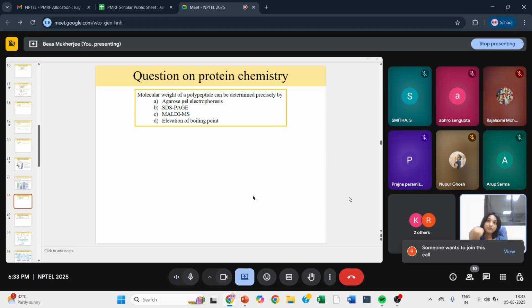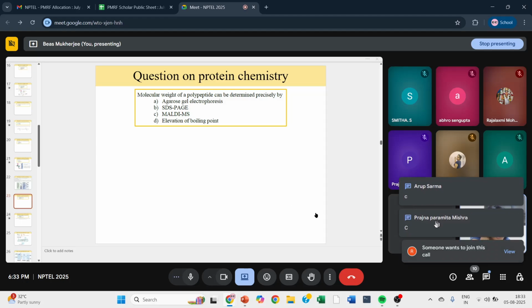Okay, so the molecular weight of a polypeptide. Yeah, okay, C. Yes, that is very correct.